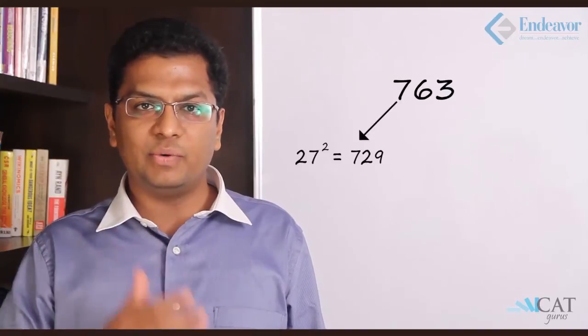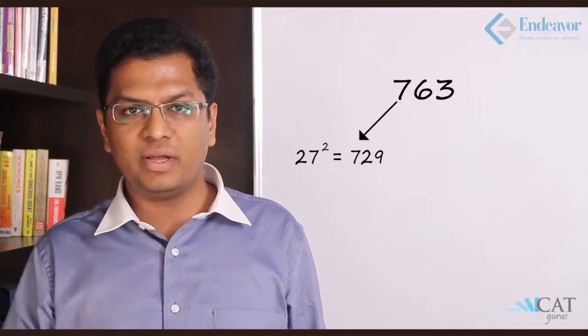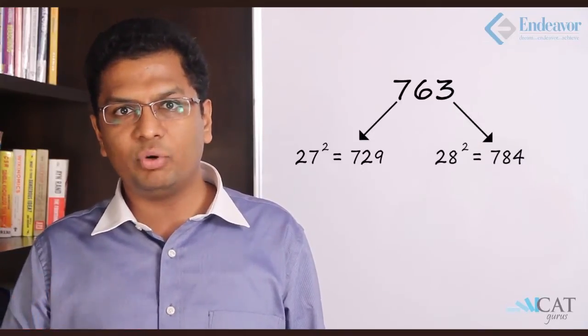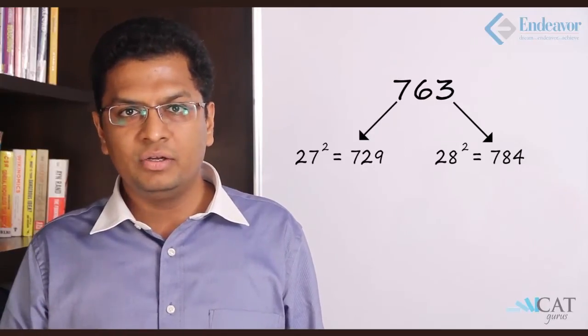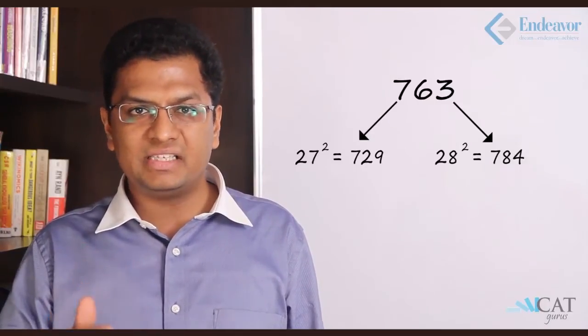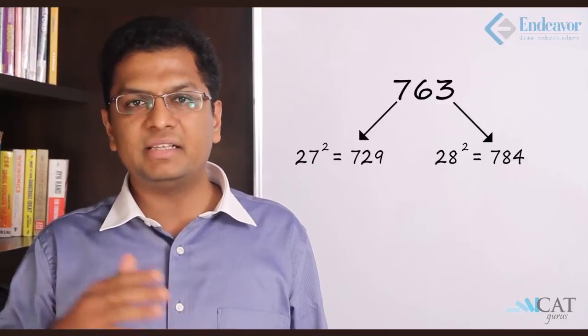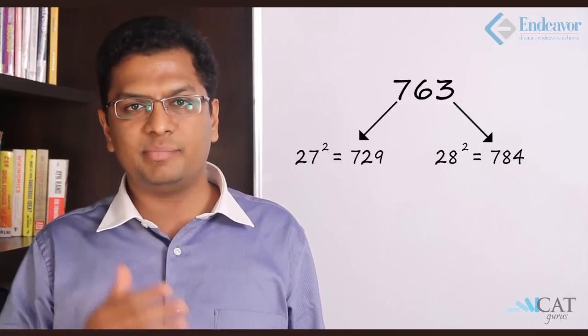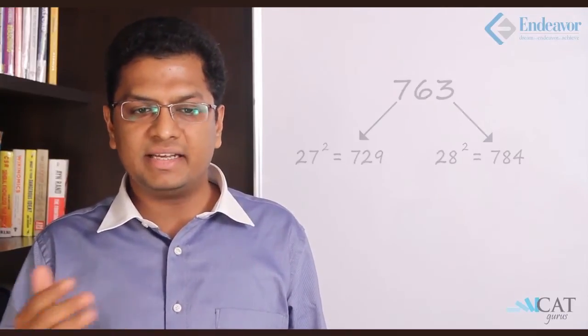Let's look at the closest perfect squares of 763. On one hand, it is 729, which is nothing but 27 square. On the other hand, it is 784, which is nothing but 28 square. So if we check up to 27 or say 28, then it is sufficient to say whether the number is prime or not. So let's start checking it.